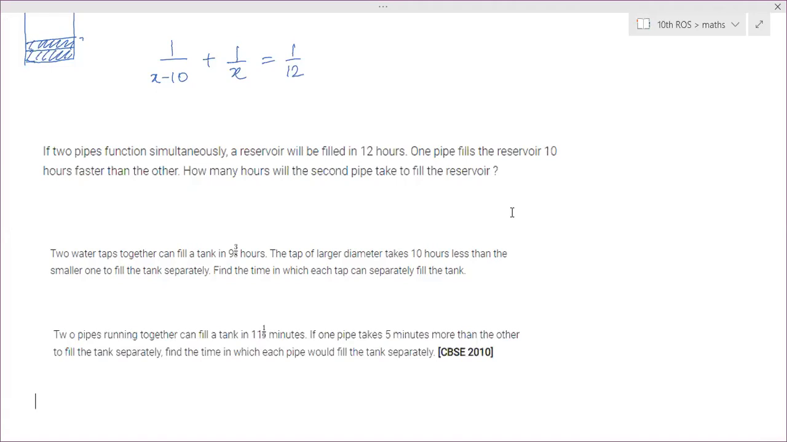Ma'am, second one is 25 hours and 15 hours. 15 and 25 hours. Second answer, let me check. No, second also 30. Which one? 9 3 by 8 hours. Is that one? Yes, ma'am. Yeah, that is 15 and 25. Okay, ma'am.